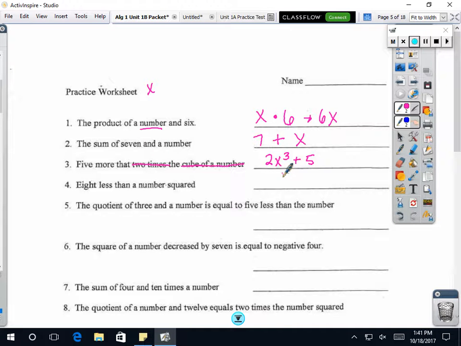So how would you write number 4? 8 less than a number squared. Right, x squared minus 8.